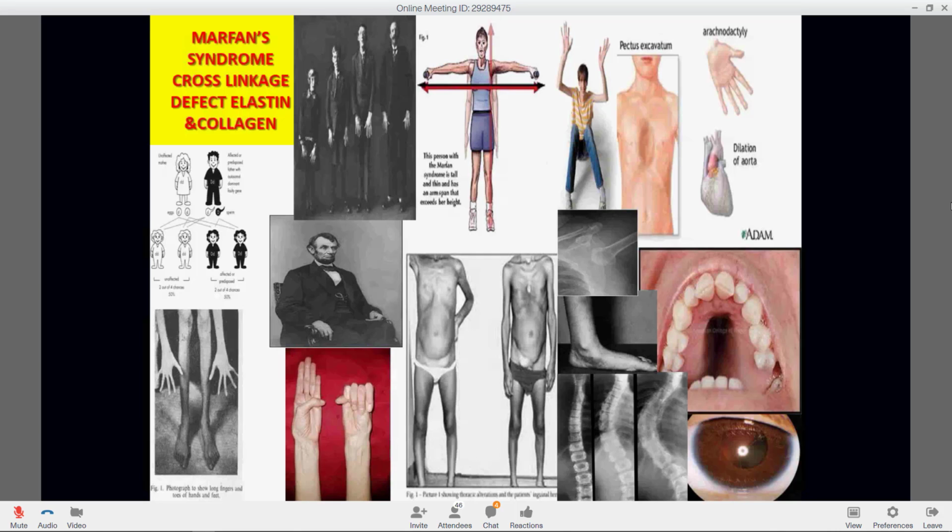Management: the patient occasionally needs treatment for progressive scoliosis or flat feet. The heart should be carefully inspected.